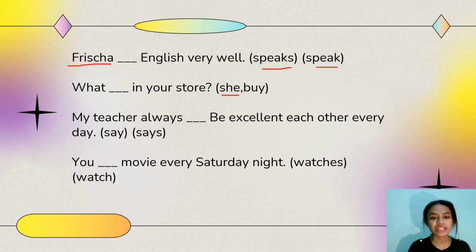Next, my teacher always blank with excellent each other every day. The answer options are say and says. And the answer is says. Why says? Because in the sentence the subject is a third person singular, my teacher. So my teacher always says excellent to each other every day.